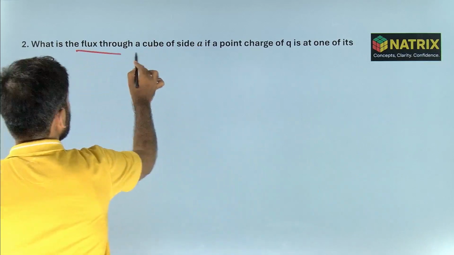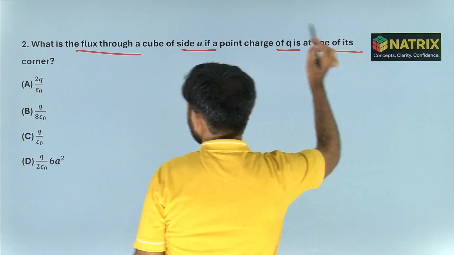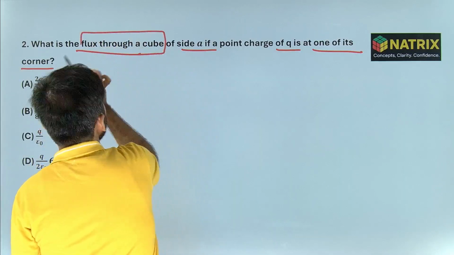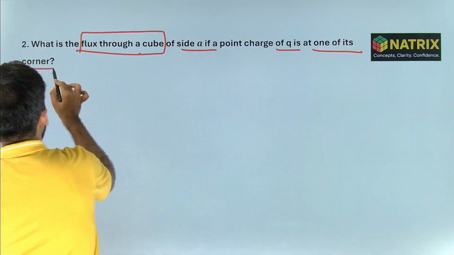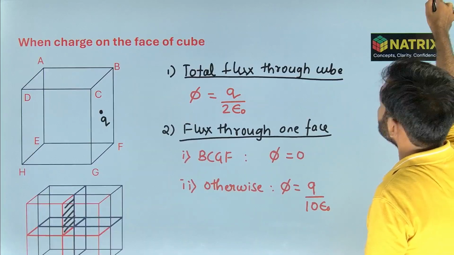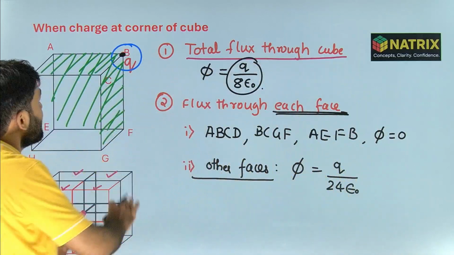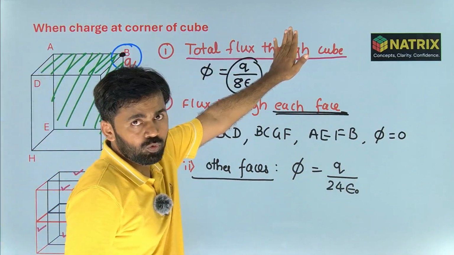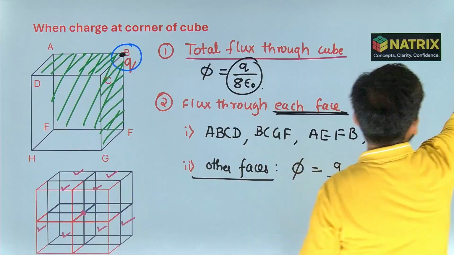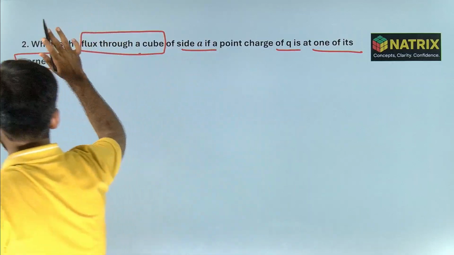Second question: what is the flux through a cube of side A if the point charge Q is at one of its corners? They want the flux through the entire cube and the charge is present at a corner. What's the case? We have discussed it just now. Yes, it is the edge case. They are asking the flux through the entire cube when the charge is present at the corner. The answer is Q by 8 epsilon naught. So your answer is Q by 8 epsilon naught.